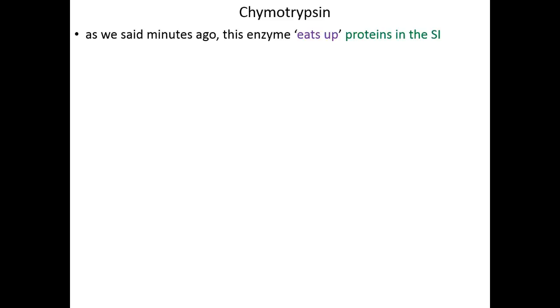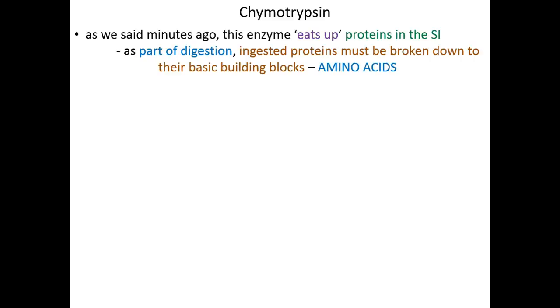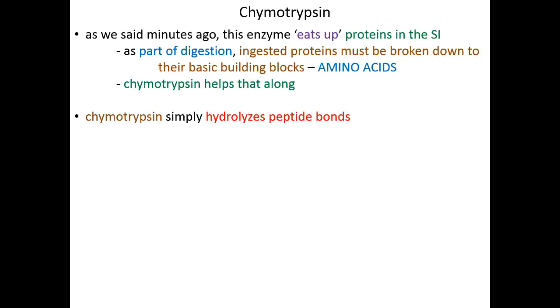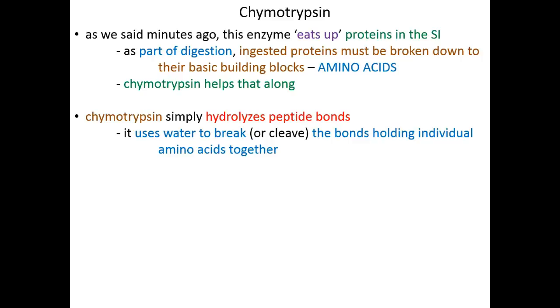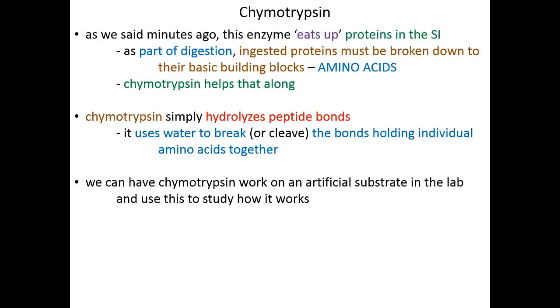As we said a little while ago, chymotrypsin is a protease. It digests proteins in the small intestines, and as part of this overall digestive process of the foods we eat, of course the proteins we eat have to be broken down into their independent amino acids. So that's what chymotrypsin is aiding. Chymotrypsin does nothing more than hydrolyze peptide bonds. It's its only job. It uses water to cleave the peptide bonds that hold individual amino acids together into the proteins we've just eaten.